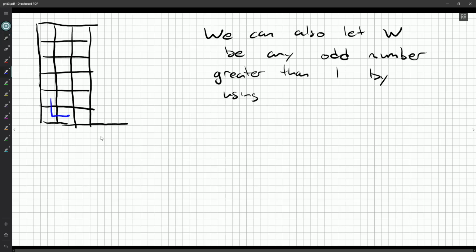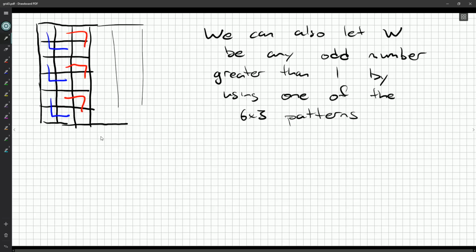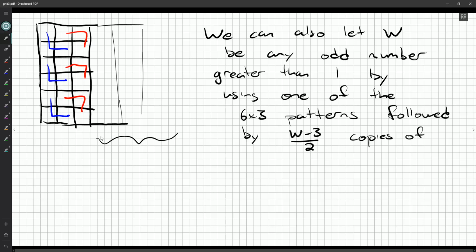By using this pattern on its side. So one of the 6 by 3 patterns, and then you can just keep doing the 6 by 2 pattern over and over again. So one of the 6 by 3 patterns followed by W minus 3 over 2, which will be an integer because W is odd and it's greater than 1, copies of our 6x2 pattern.